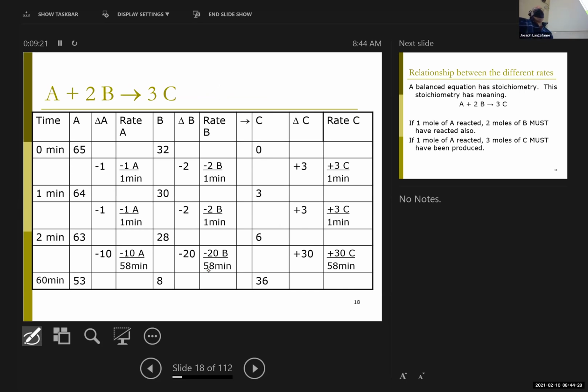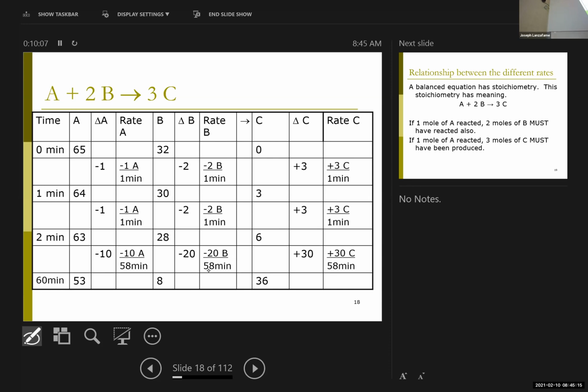And so if in that first minute I lost 1A, the rate of change of A is minus 1 per minute, 1 mole probably in this case. I'm doing them 1 molecule at a time, but typically a mole or molarity. In that same period of time, because of stoichiometry, the rate for B was minus 2 per minute. And the rate of C was plus 3 per minute because of stoichiometry and the fact that it's a product instead of reactant, so I'm getting more instead of less as the reaction proceeds.